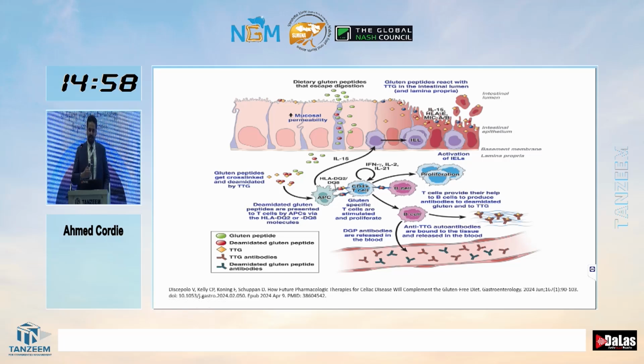So it can be presented by the antigen-presenting cells that harbor the HLA DQ2 and DQ8 receptors to the gluten-specific T cells. Here we activate the immune system, with production of a lot of cytokines that can induce destruction of the epithelial cells, so it causes villus atrophy and crypt hyperplasia. Also, it causes activation of B cells to produce antibodies against the tissue transglutaminase enzyme and against deamidated gluten.